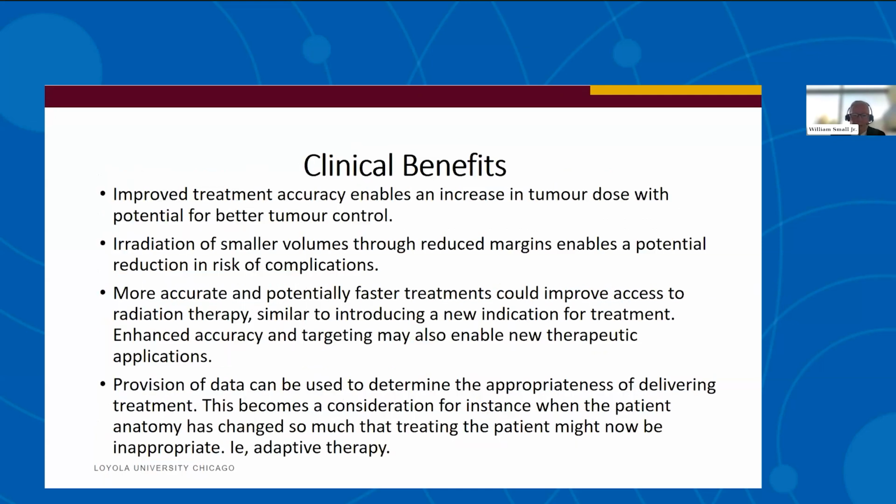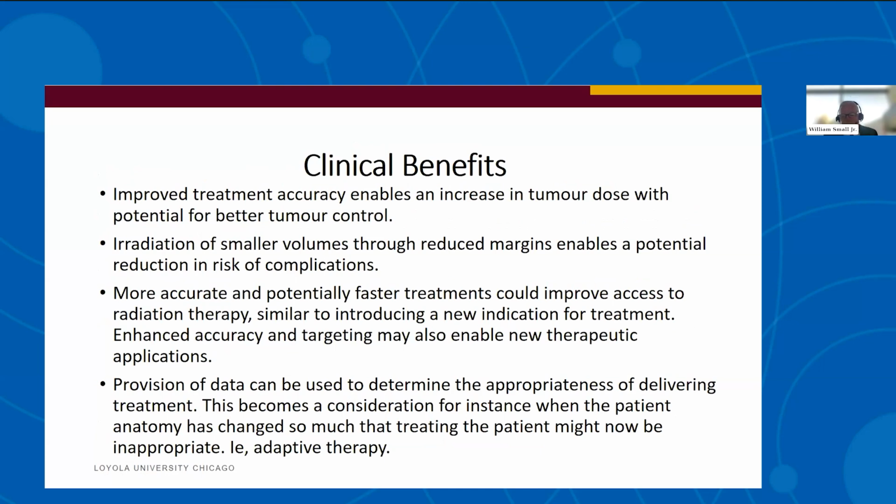So the clinical benefits, it really does improve the treatment accuracy, which often enables an increase in the tumor dose with a potential for better tumor control and survival. Irradiation of smaller volumes to reduce margins enables a potential reduction in complications. So image-guided radiation, the justification is not only for tumor control, but also for complication improvements.